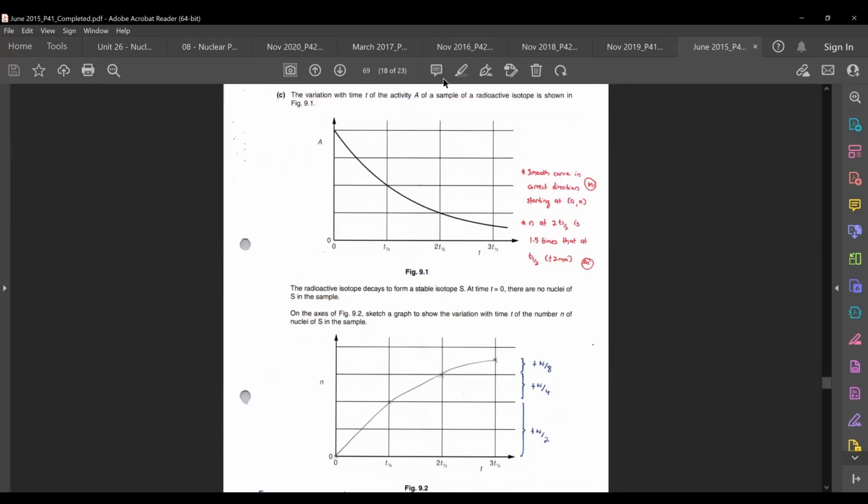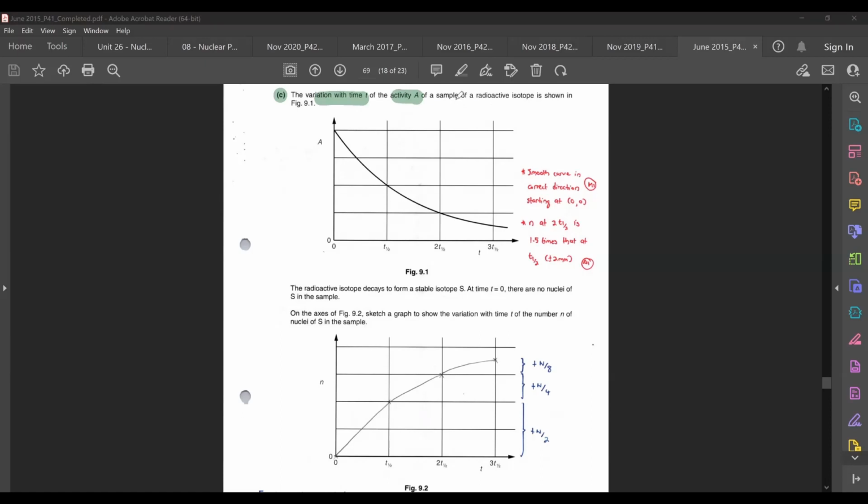All right. Okay, then you move on to part C. Okay, now in part C, they mentioned this. The variation with time T of the activity A of a sample of radioactive isotope is as shown here. The radioactive isotope decays to form a stable isotope S, and at time T0, there are no nuclei of S in the sample. So on the axis of the figure below, sketch a graph to show the variation with time T of the number N of the nuclei of S in the sample.